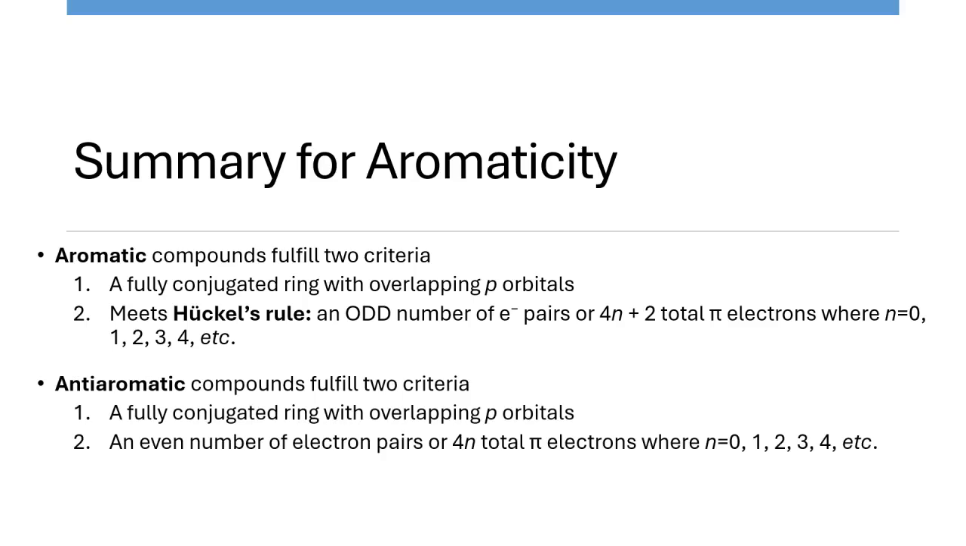Anti-aromatic compounds fulfill 2 criteria. 1, they will have a fully conjugated ring with overlapping p orbitals, but 2, instead of having an odd number, they will have an even number of electron pairs, or 4n total pi electrons, where again n is a whole number. When the compound fills only criteria number 1, it is a non-aromatic compound.